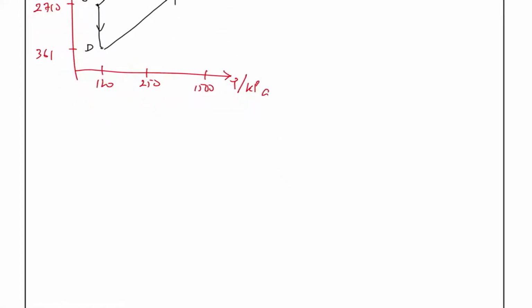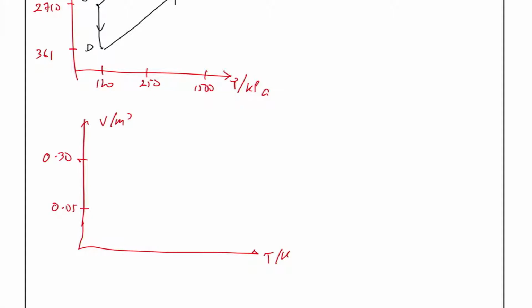Okay, next you're asked to draw volume versus temperature. Okay, so same thing, draw the axis first. Then draw the T axis. Okay, two values of volume, so 0.30 and 0.05. 3 values of temperature, 361, 2710, 4510. Not to scale, just labeled.